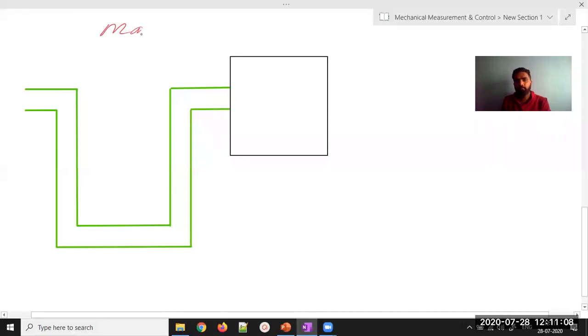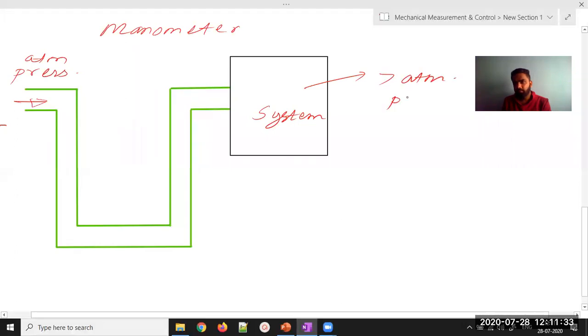This is also a manometer. Okay, one side of the manometer, you can see, is fixed to a system. Another side you can see is exposed to atmospheric pressure. Okay, now suppose the system pressure is greater than atmospheric pressure. What will happen? Automatically the liquid column on this side will fall down due to the high pressure, and the mercury column from the other side will rise.